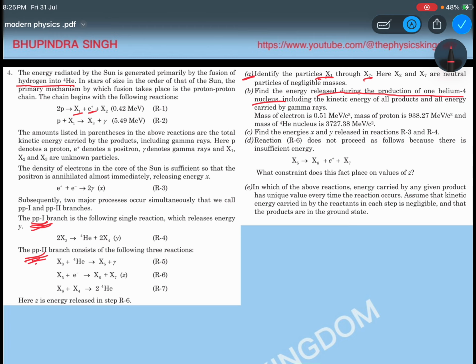So mass of electron is given. So mass into c square if I am doing, I can call it mass energy. Similarly, this mass energy I can call like this. So those are given. So now here we need to do brainstorming on how we can obtain a reaction where the final product is helium.